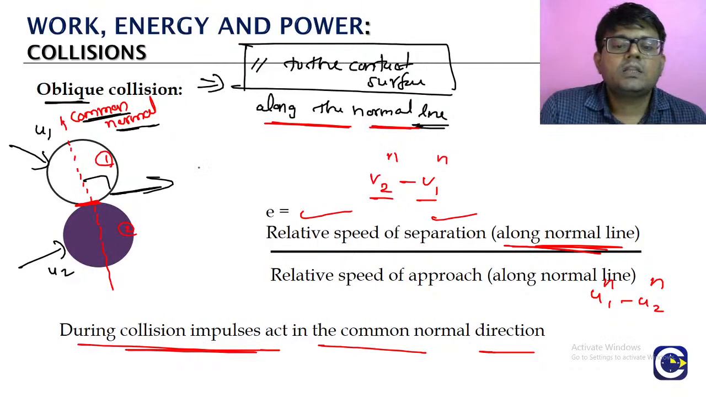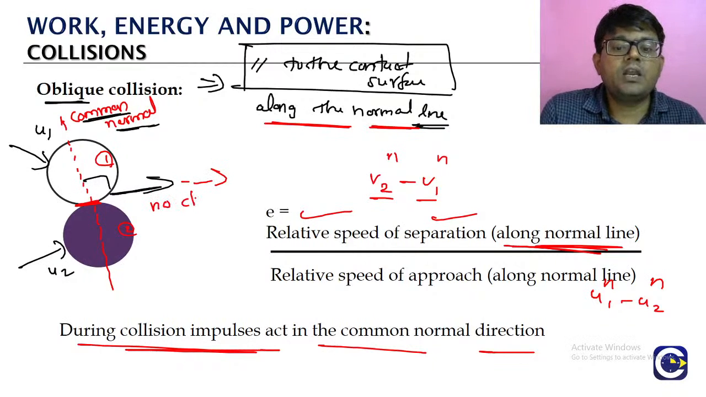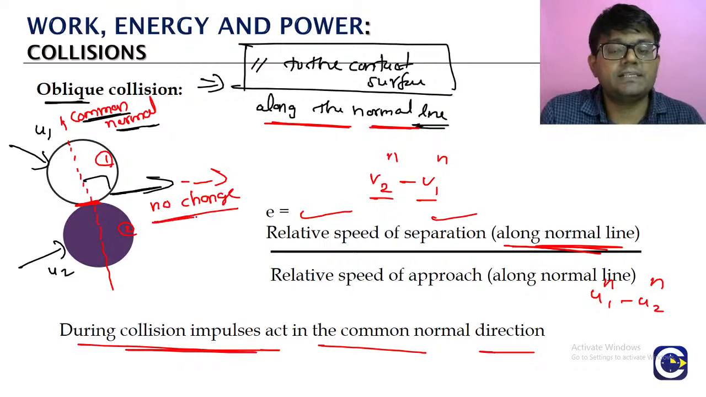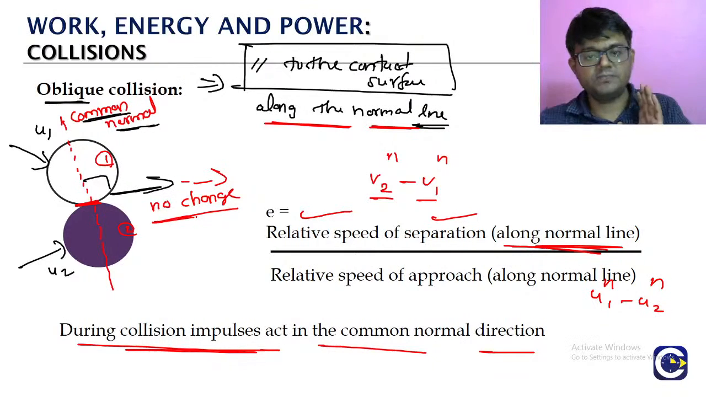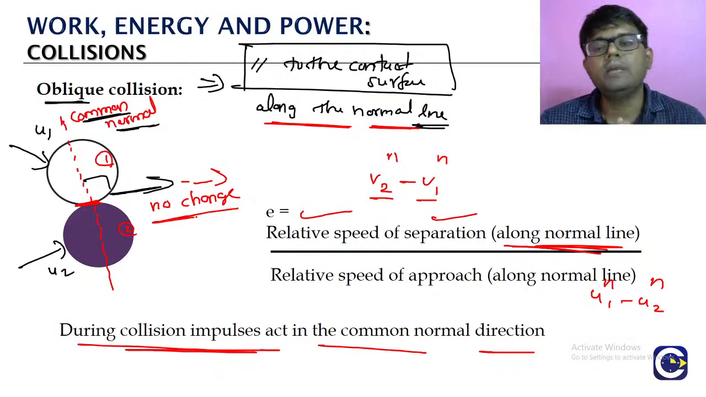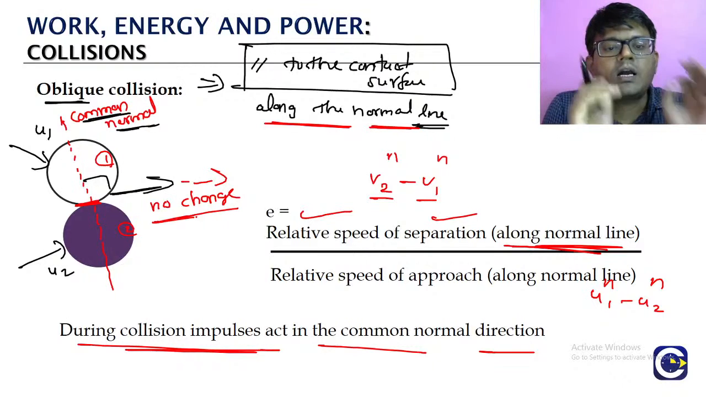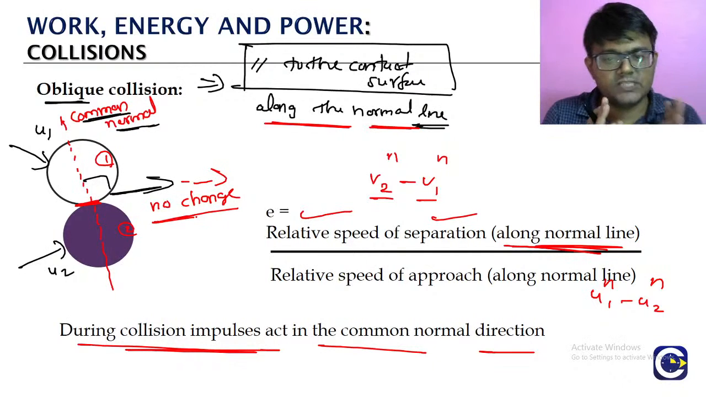Why? Because the components of velocities which are parallel to the contact surface will not have any change. They will remain as they are. Whatever the values before the collision, after the collision also those values will not change. So this is the characteristic of any oblique collision. And like every collision, conservation of momentum will be satisfied, because a collision is after all an independent event. Like head on, oblique also, the conservation of momentum equation will be satisfied.